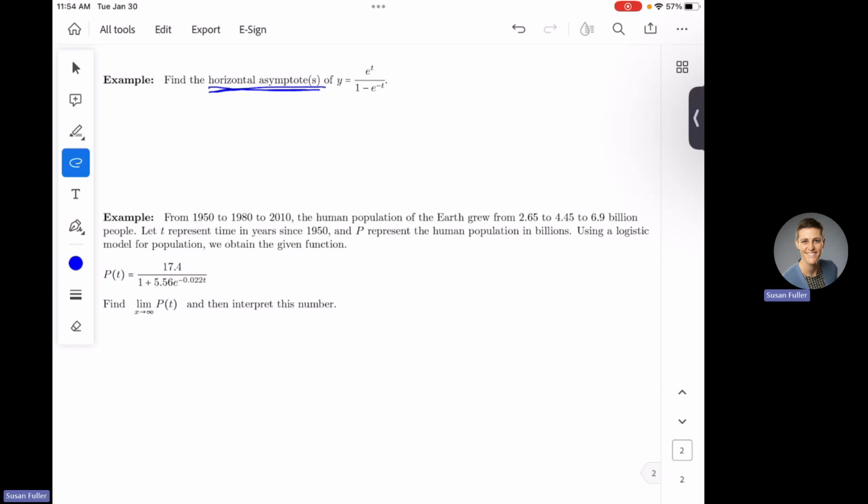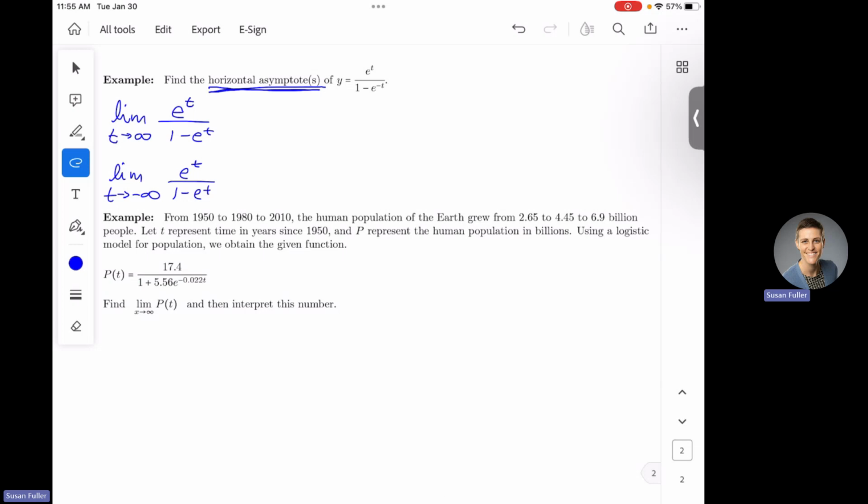In order to check to see if we have horizontal asymptotes, we're going to look at the limit as t approaches infinity of this thing, e to the t over 1 minus e to the t. We're also going to look at the limit as t approaches negative infinity. Again, you have to check both ends of your graph, because sometimes you'll have a horizontal asymptote on one end and not the other, or different ones on each end. So we're going to check both ends, and now we have to figure out how to evaluate these limits.